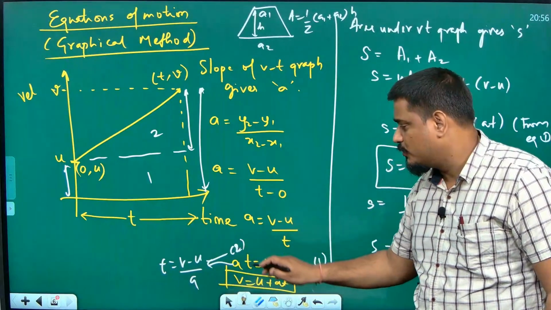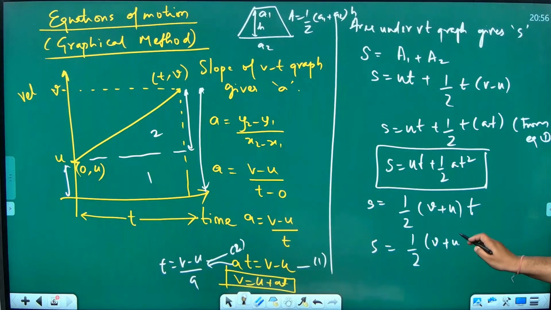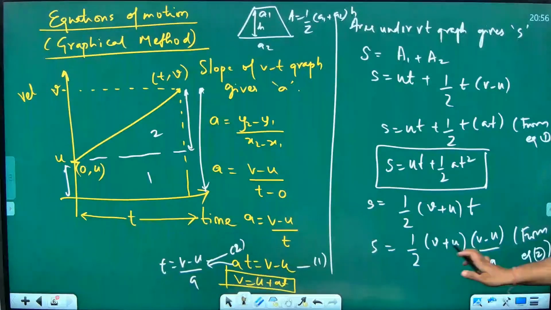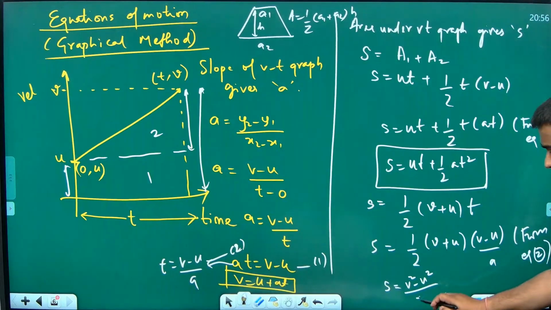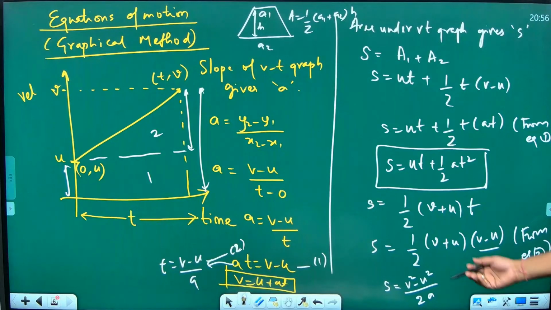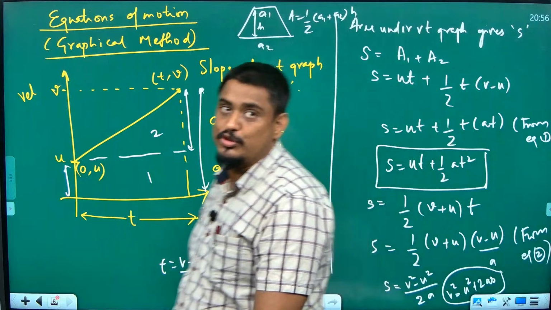Since it is equation number 2, I can write 1 by 2 into V plus U, and instead of T I can write V minus U by A. How it came? From equation 2. Now what is V plus U into V minus U? V square minus U square. So S will become equal to V square minus U square by 2A. So from here you get V square is equal to U square plus 2AS. This is the third equation of motion.